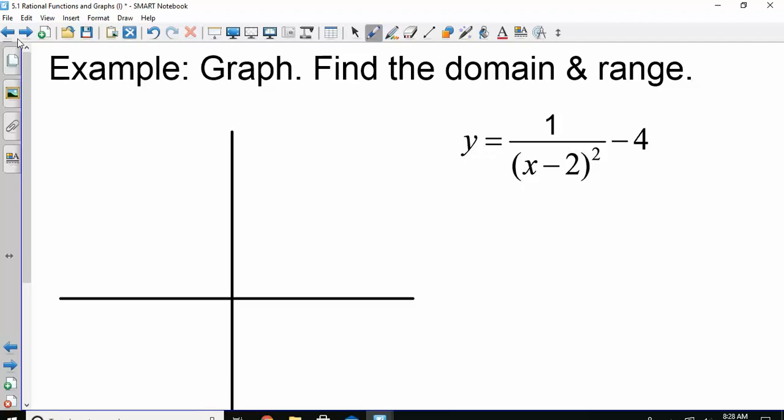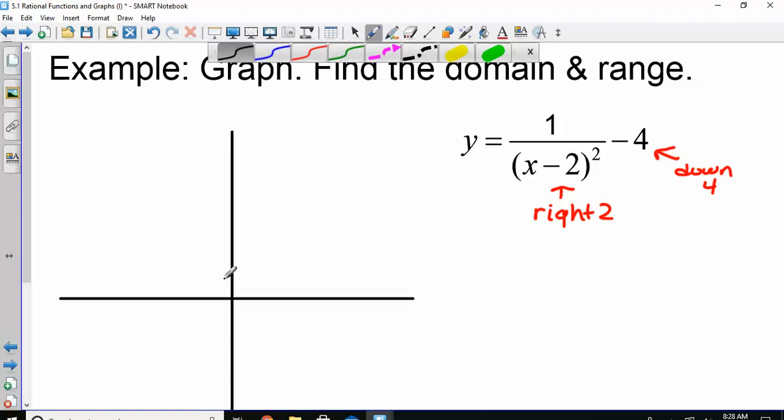Let's graph this and give the domain and range. We can certainly graph with a t-chart. We can use the graphing calculator to help ourselves, but we could also use transformations. What will this -2 do? And this -4? If you think about this, we're graphing the 1 over x squared. I'm not going to put a lot of points on here, just really rough. This is like our parent function.